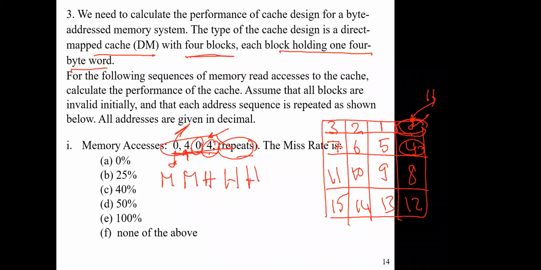So I have infinity hits, yes? If I compare 2 misses with infinity hits, what will be my miss rate? 0. And that's why A is the correct answer. Is that clear?